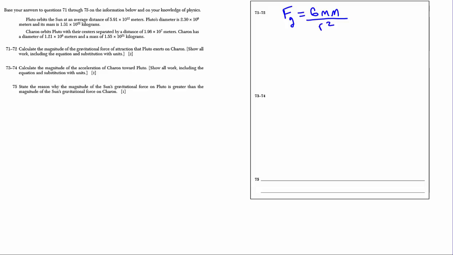And so G is a constant. It's on the front page of your table of information. I'll go ahead and write that down right here. That's going to be 6.67 times 10 to the negative 11, and it's got units of newton square meters per kilogram squared. We're going to need to know the mass of both Pluto and Charon. And it looks like they've been given. Pluto has a mass of 1.31 by 10 to the 22. And Charon has a mass of 1.55 by 10 to the 21.